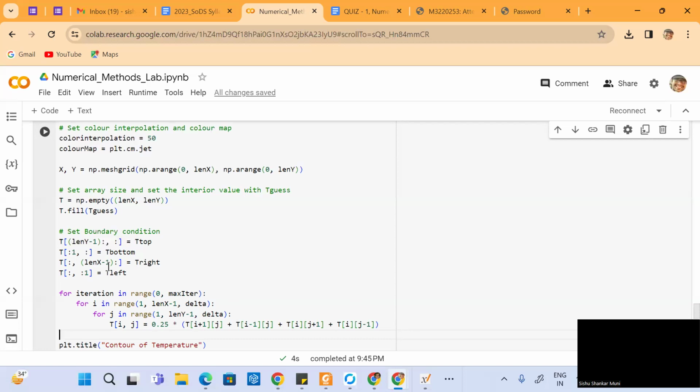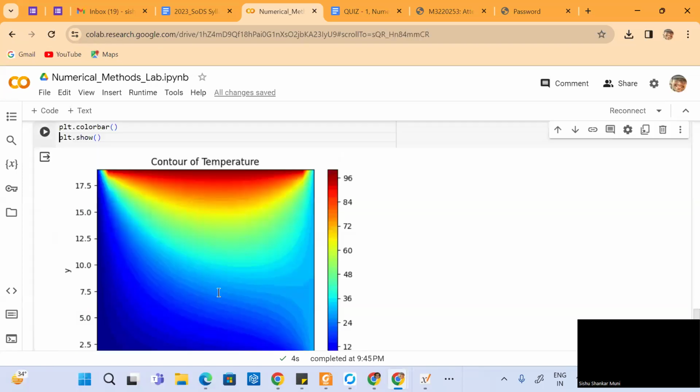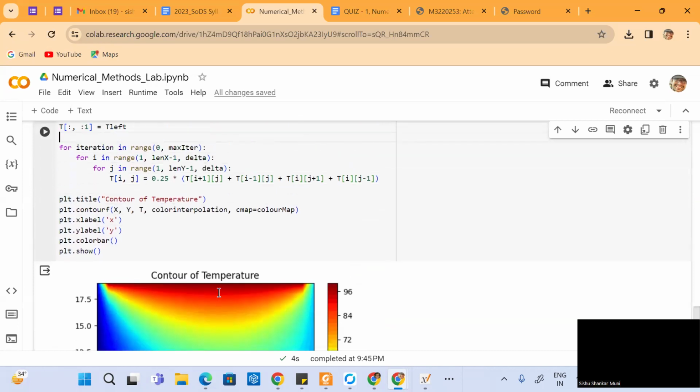This is one of the basic things. Okay. Then yes, then it's fine. Then for maximum number of iterations, you are just applying the Jacobi rule, right? This formula is familiar to you. 0.25 is just 1 by 4.